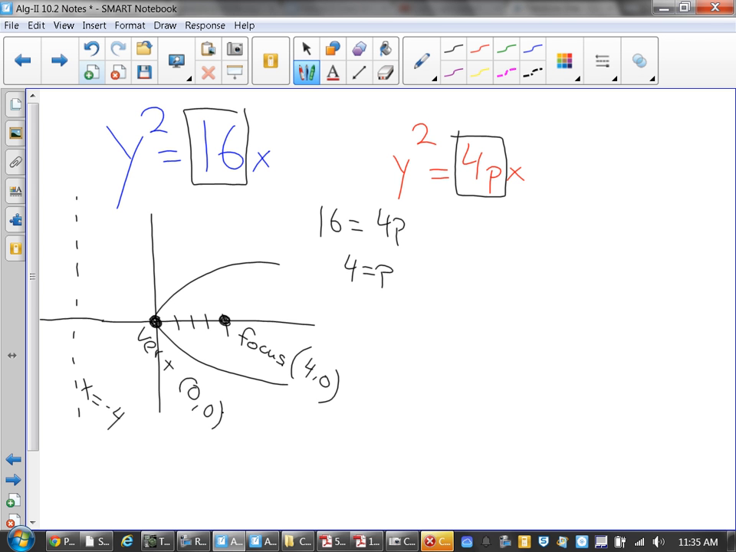For the focus? You don't have to, but you can if you want. I'm just drawing it up here. So I've got a vertical line.